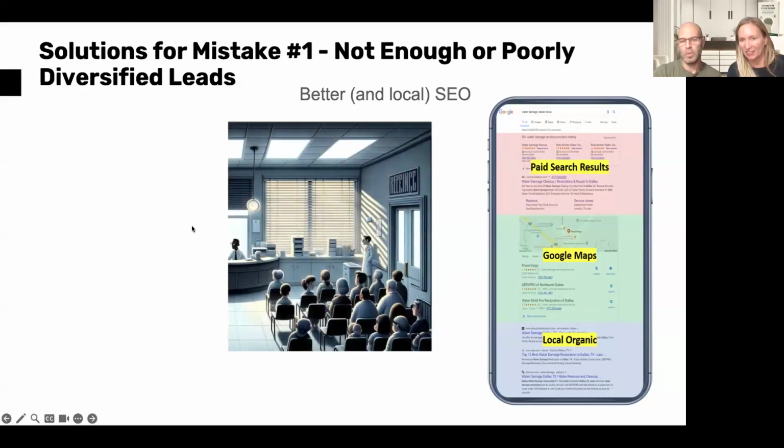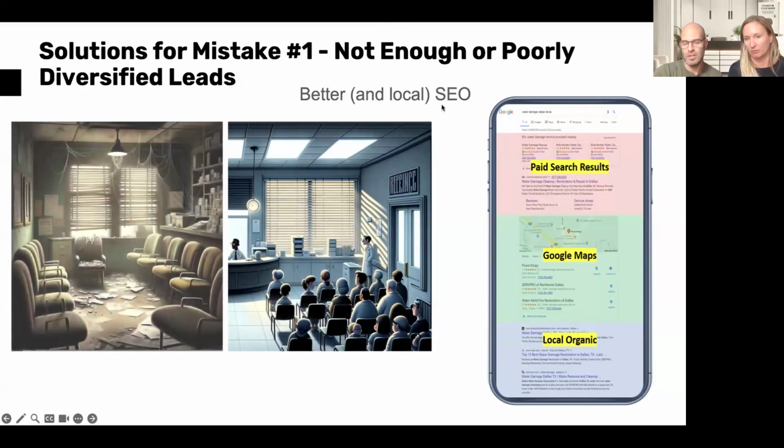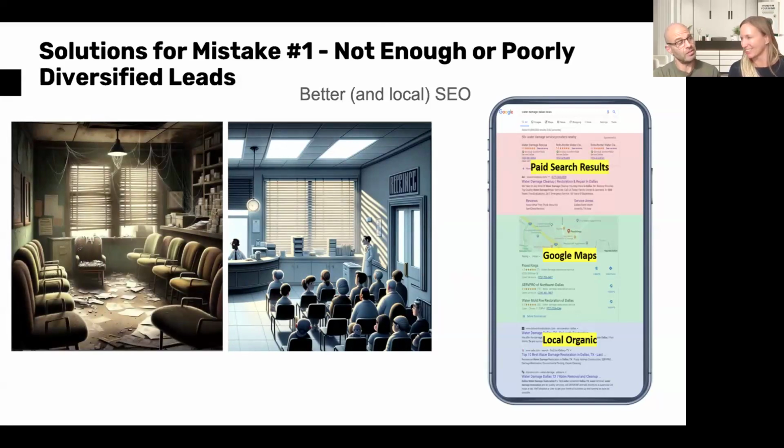Okay. So getting on the first page of Google is what makes the difference between a full practice and an empty practice. So that's what we got here. Any additions there? No, that's great.